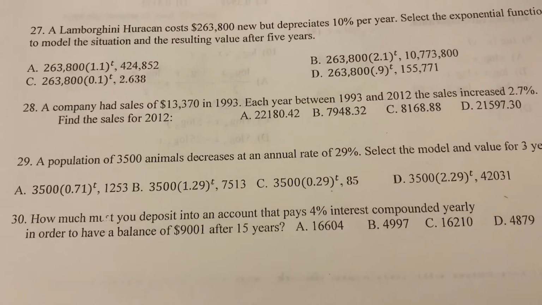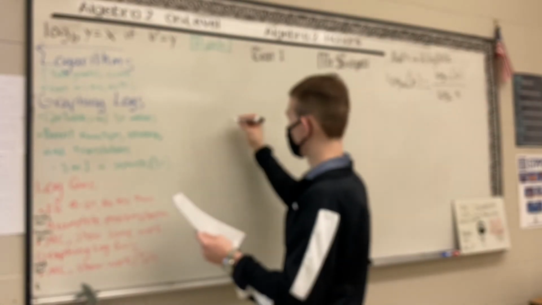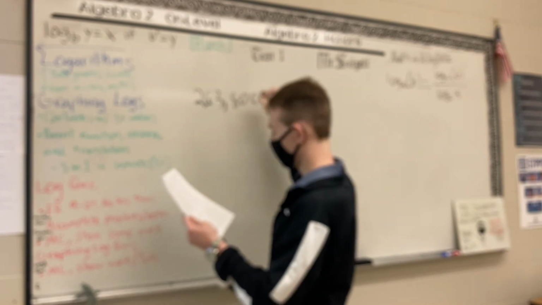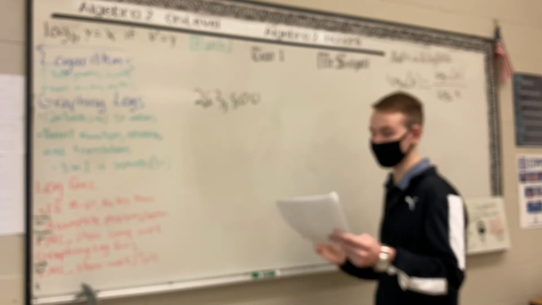But it's important to remember just how they actually work out. So the initial value will always be 263,800. So that's why it was included in all the answer choices. I didn't expect anyone to get that wrong.